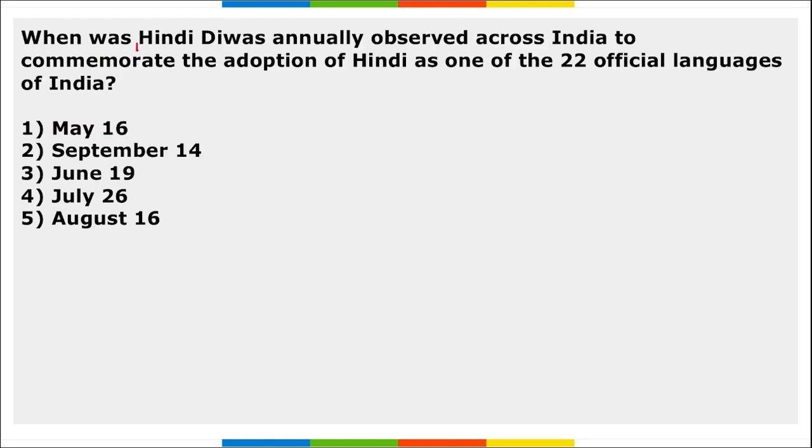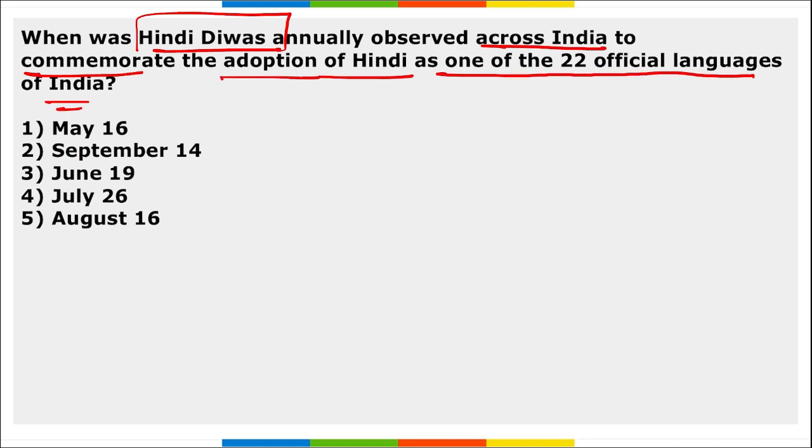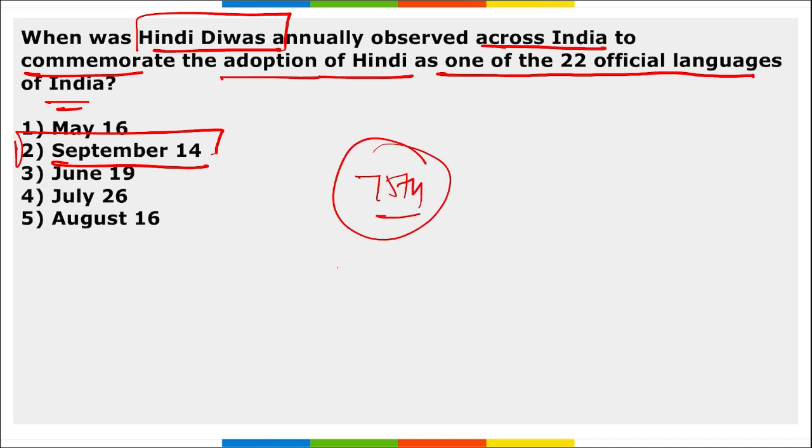Next, when was Hindi Divas annually observed across India to commemorate the adoption of Hindi as one of the 22 official languages of India? So Hindi Divas observed on 14th of September, and this day raises the awareness and promote the usage of Hindi language. This year 2024, it marks the 75th anniversary of Hindi becoming the official language. World Hindi Day, it is observed on 10th of January.